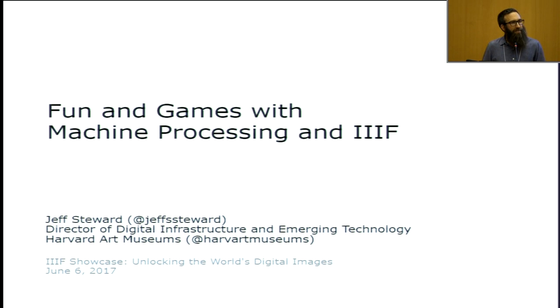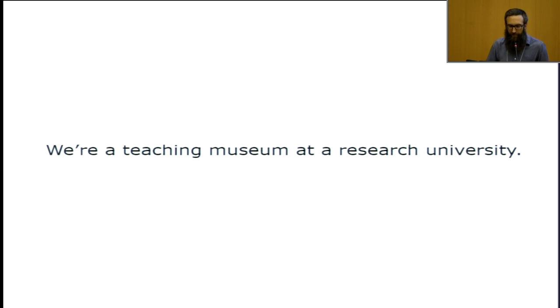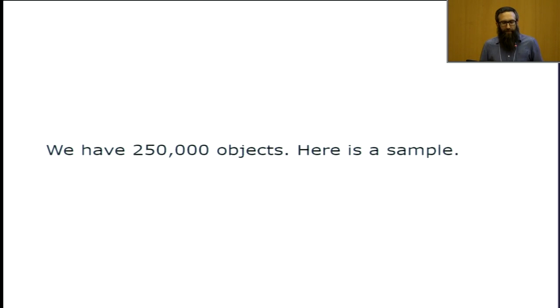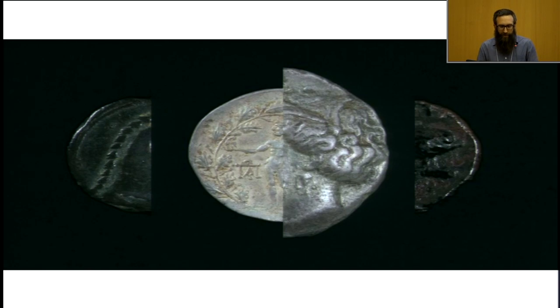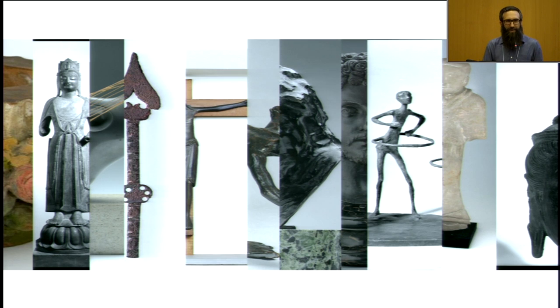But before I do that, just a little bit about the Harvard Art Museums. We're a teaching museum at a research university. You might have gathered that. We have around 250,000 objects, and here's a little bit of a sample. We have paintings. We have coins, about 20,000 ancient and Byzantine coins. We have drawings. We have sculpture. I mean, you get the idea. We're an art museum. We have a variety of art-like stuff. And it's all online and IIIF compatible and all that great stuff.